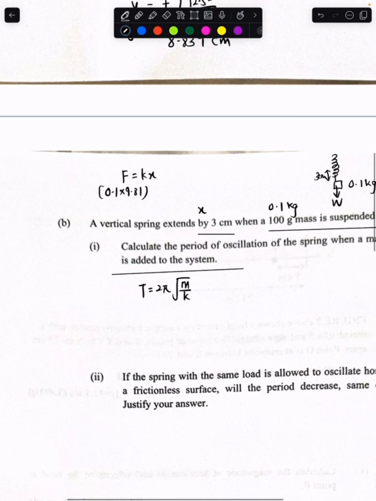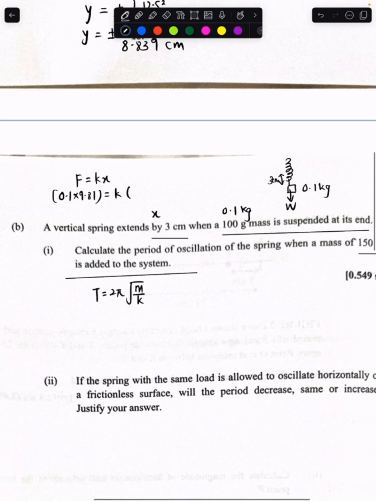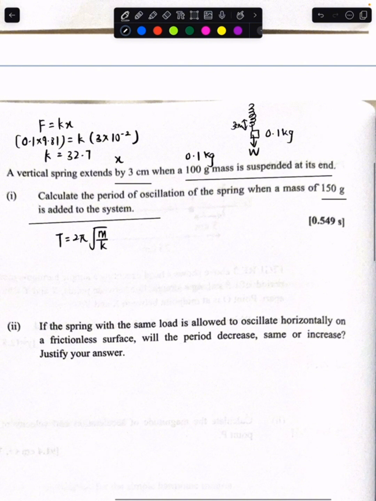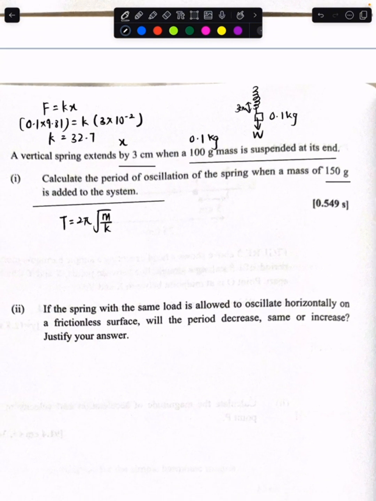And then k is equal to F over x, and x is 3 cm, so we also need to use the SI unit, 3 times 10 to the minus 2. Okay, so k is, use your calculator, 32.7. Okay, so we can do this already.